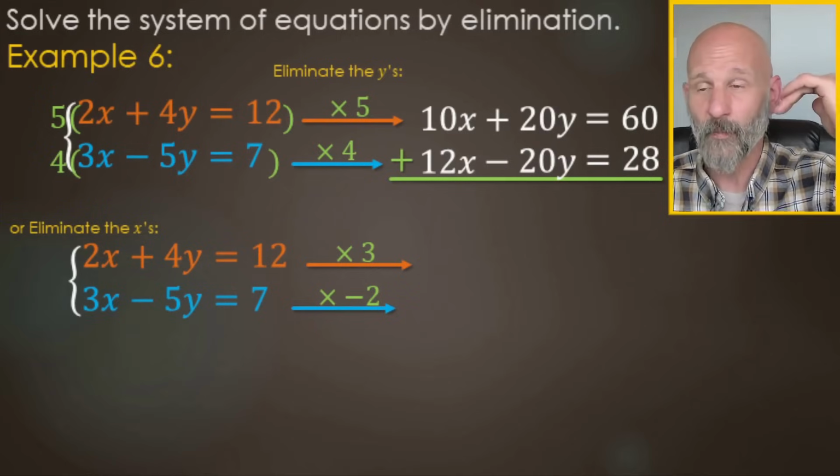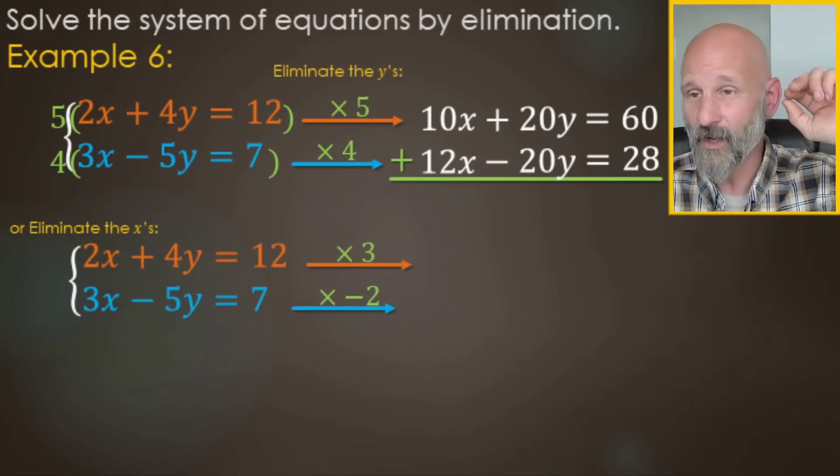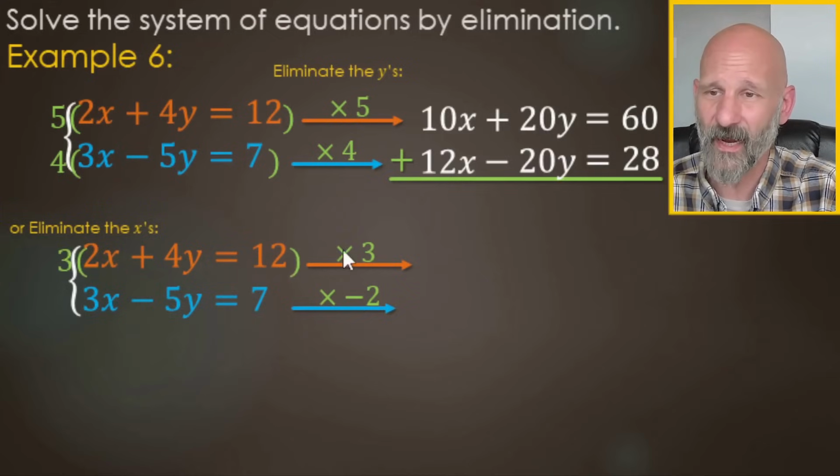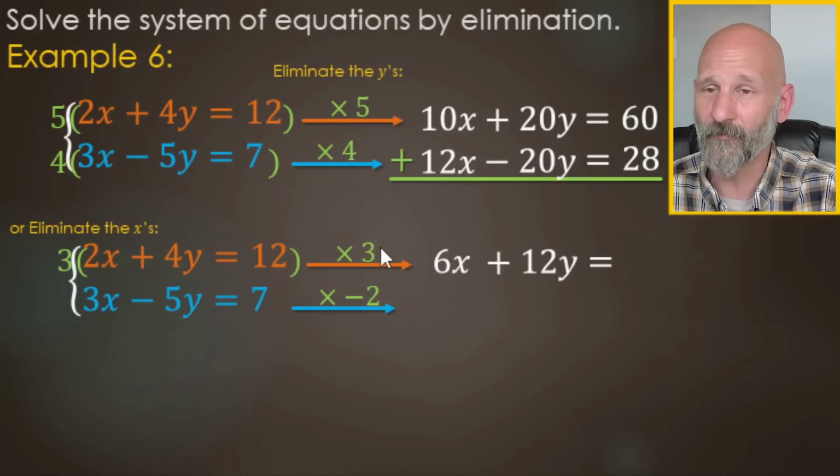But either way, between the 2 and the 3 for the x's, we're looking to make them a positive and a negative 6. So this is what we'd do, a times 3 and a times negative 2. So here we go. 2x times 3 is going to make 6x. 4y times 3 makes a positive 12y. And then 12 times 3 is going to make a 36.